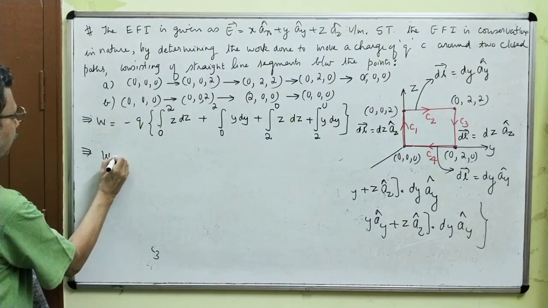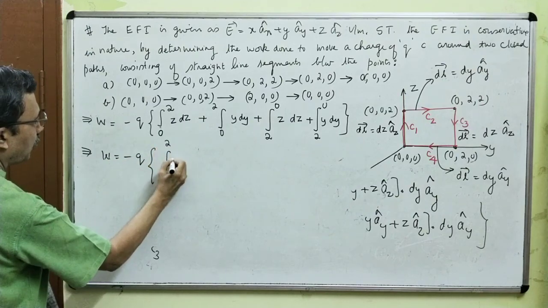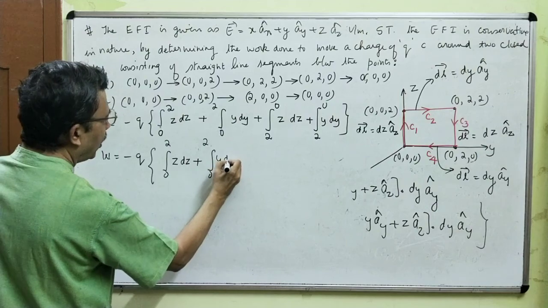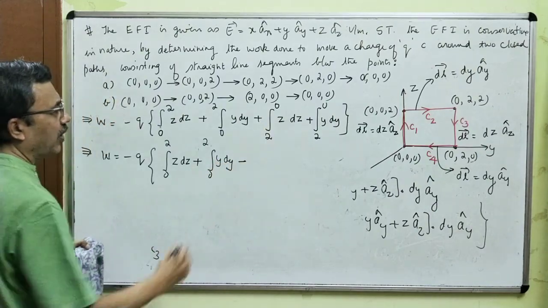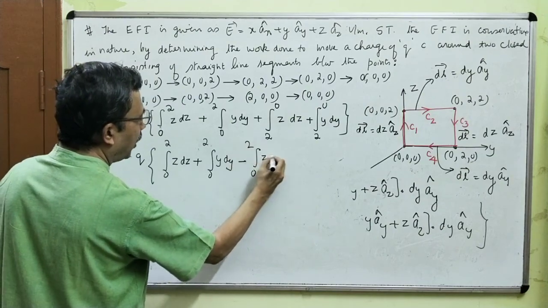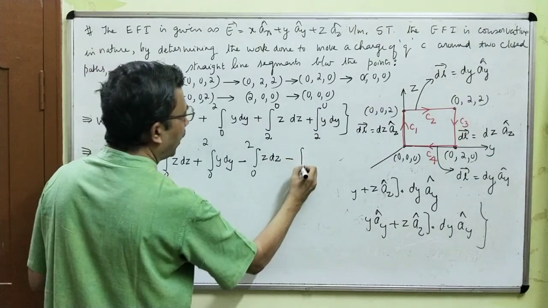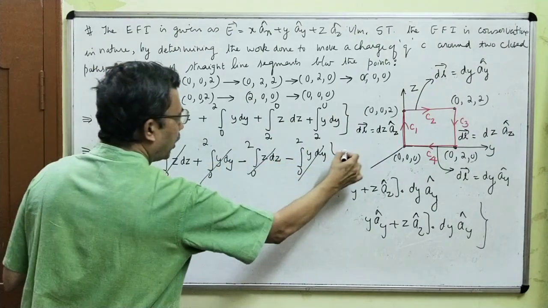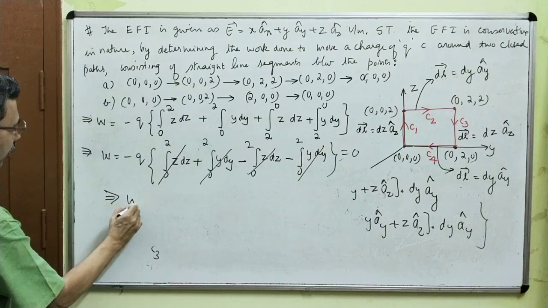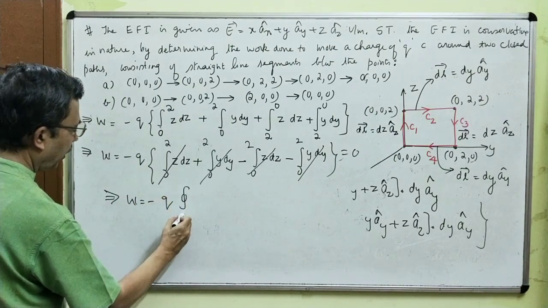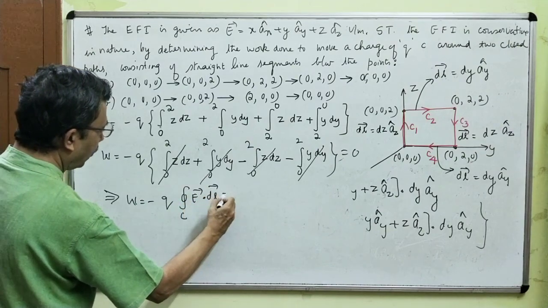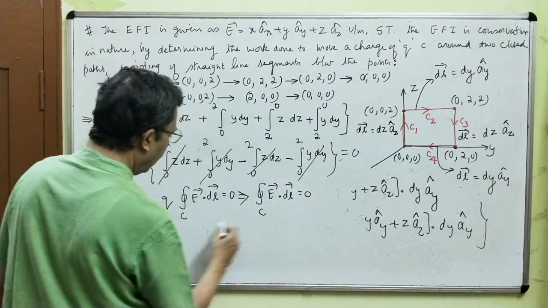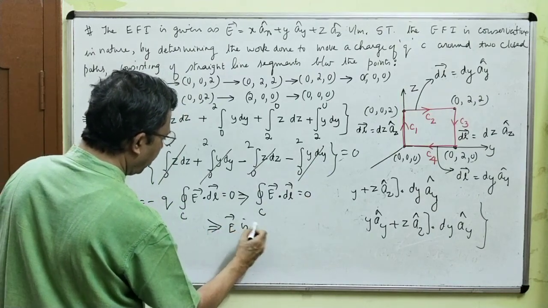This implies W is equal to minus Q, integral 0 to 2 z dz plus integral 0 to 2 y dy. If you change the limits of integration, a minus sign will come: minus integral 0 to 2 z dz. Here also interchange the limits of integration: minus integral 0 to 2 y dy. These two integrals cancel out, these two integrals cancel out, you get a 0 result. This implies W is equal to minus Q times contour integral C vector E dot dl is equal to 0. This implies contour integral C vector E dot dl is equal to 0. This implies vector E is conservative in nature.